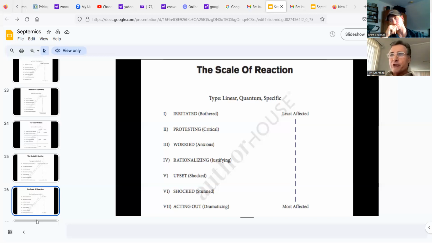And this is extremely useful to analyze what's going on. Because if you can spot where you are, that opens the way to move yourself up to a higher level, which is always what you want in any context. So let's look at the vertical dotted line on the right. Okay, so this goes from least affected to most affected.